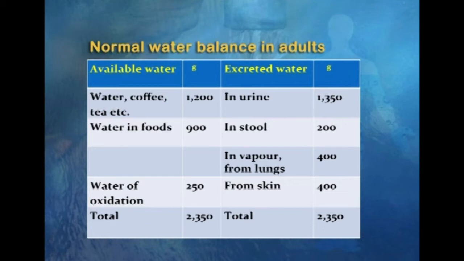But see the amount of water that is excreted. In urine, we lose about 1350. In stools or feces, it is about 200 grams, and there is some amount of water which is lost from lungs, that is about 400 grams. And from the skin, the insensible loss is roughly about 400. The balance sheet meets. We take in about 2350 grams and we excrete 2350 grams.